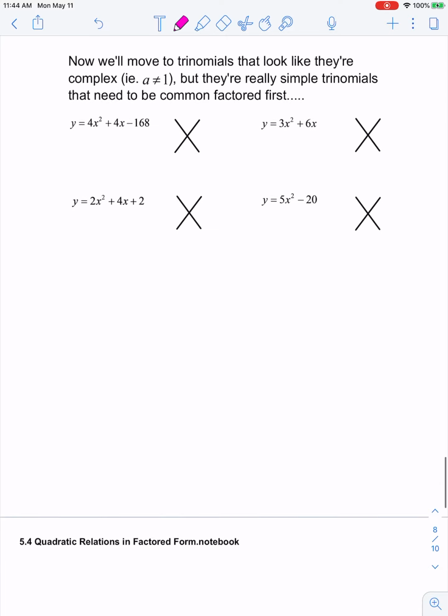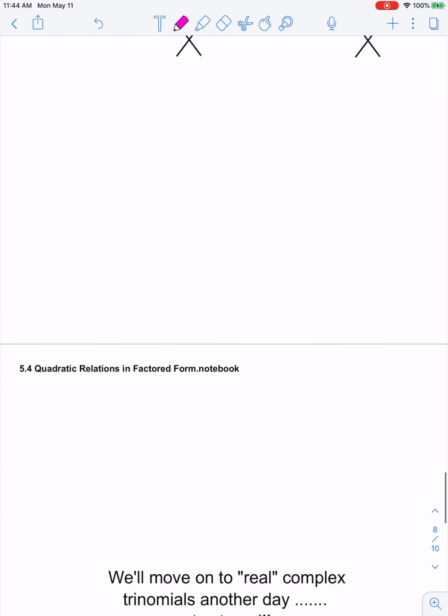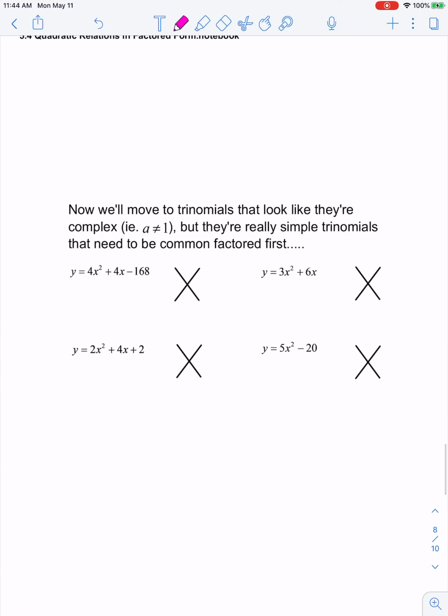We got one more page and I think I'm done. Okay, so now we'll move on to trinomials that look like they're complex. A simple trinomial has a equal to 1. A complex trinomial has a not equal to 1. But there are really simple trinomials that need to be common factored first. So if we take a look at this first one here, notice that all of these are divisible by 4.